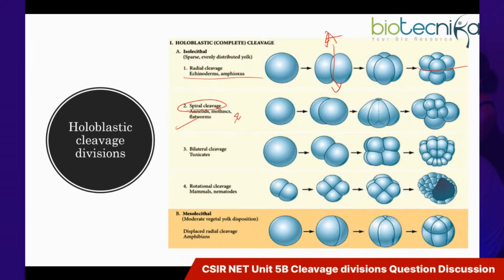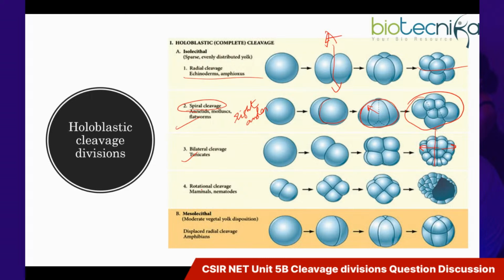Here, after the first division, the second division will happen at a right angle. The second division takes place at a 90-degree angle. Like this, they will keep on changing the cleavage plane at right angles, and that will lead to a spiral type of division. Bilateral cleavage we observe in tunicates. Here, after the division, you will observe equal right and left halves in the embryo.